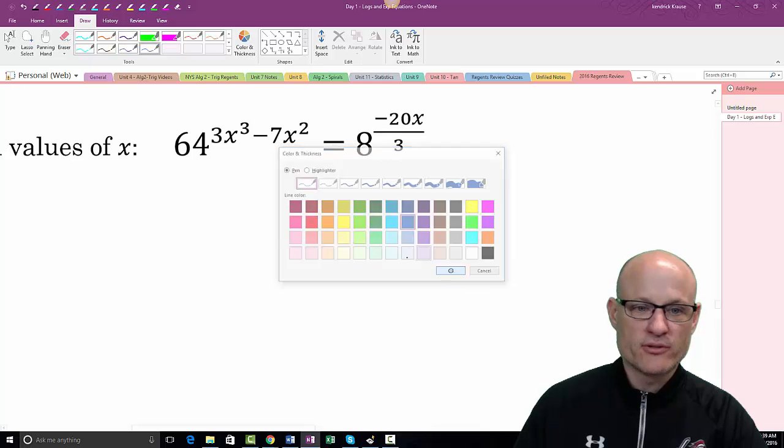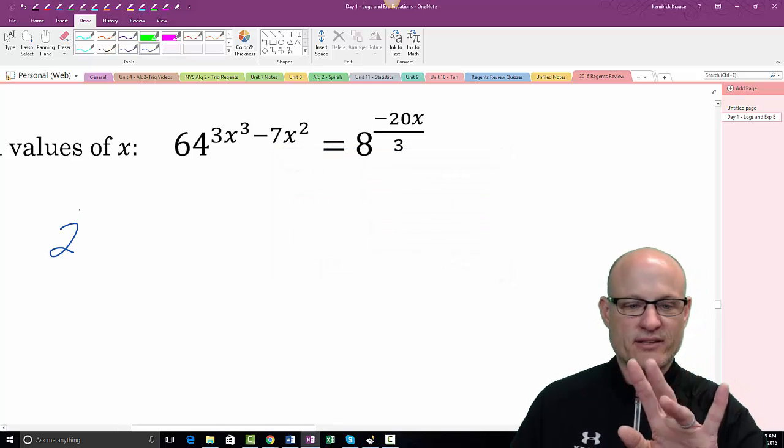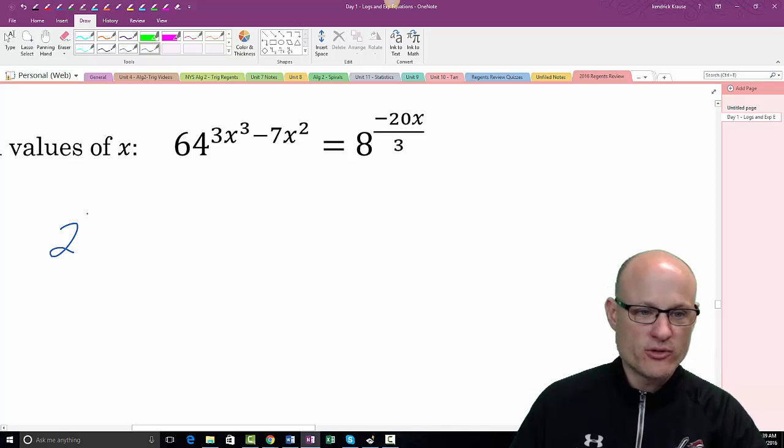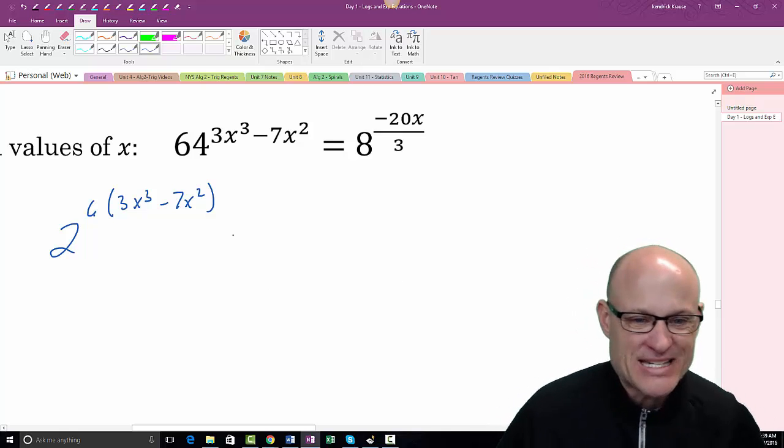Similar kind of a question. So we're going to do 2 to the 6th times 3x cubed minus 7x squared. By the way, you should try these on your own. You shouldn't be watching the performed monkey do them.